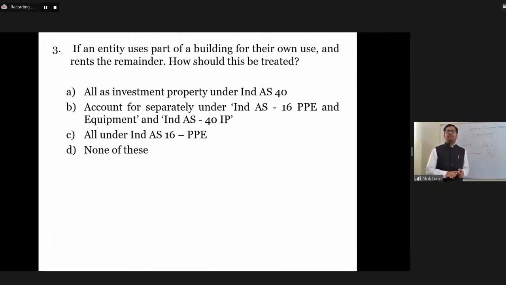If an entity uses part of a building for its own use and rents the remainder, how should this be treated? So the entity is using it partly for business purposes, partly for rental purposes. So how should this be treated? All as an investment property under IndAS 40, account for separately under IndAS 16 PPE and IndAS 40 IP, all under IndAS 16, none of these. What is the right answer of question number 3?